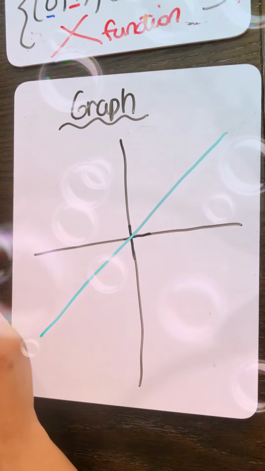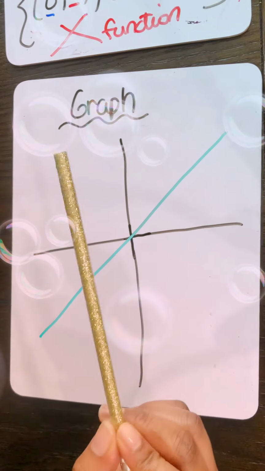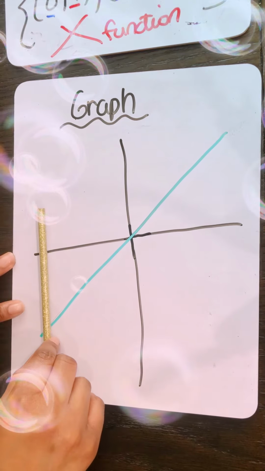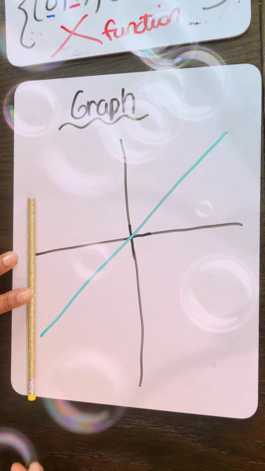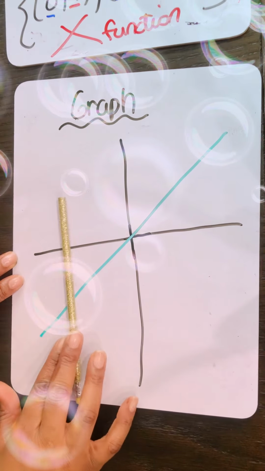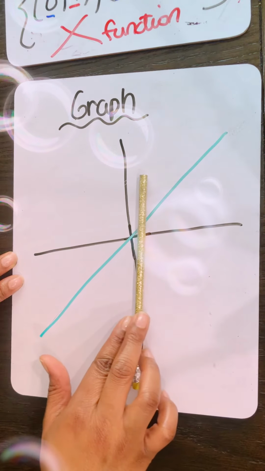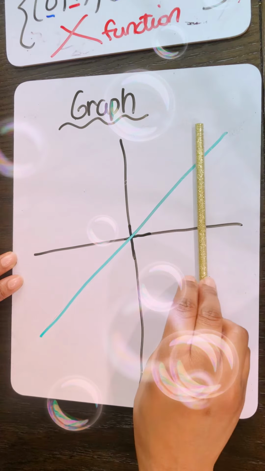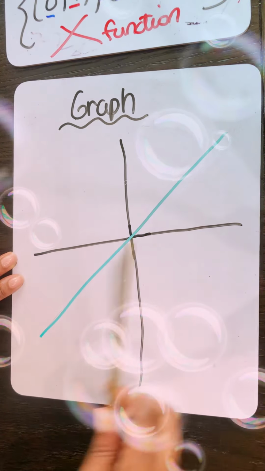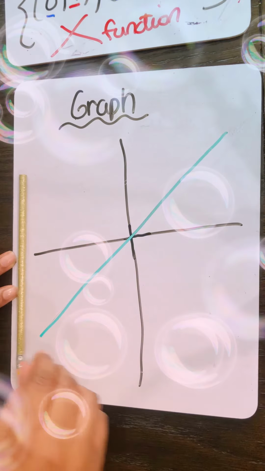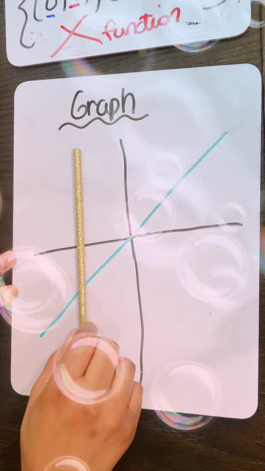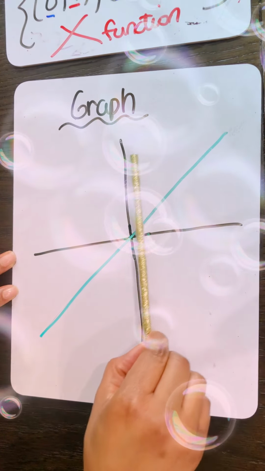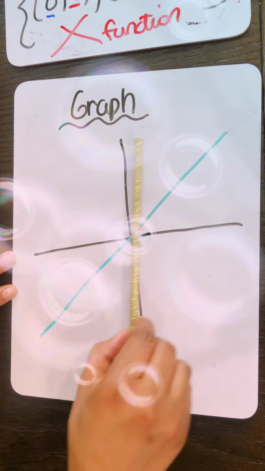The vertical line test is when you take a vertical line, so in this case I'm using a pencil as my vertical line, and you run it through your graph. I'm running it through, starting from the beginning of the graph, and I'm just going to go straight across and check to see how many times it hits my pencil at a time. As you can see, at any point, my vertical line only touches my graph once.